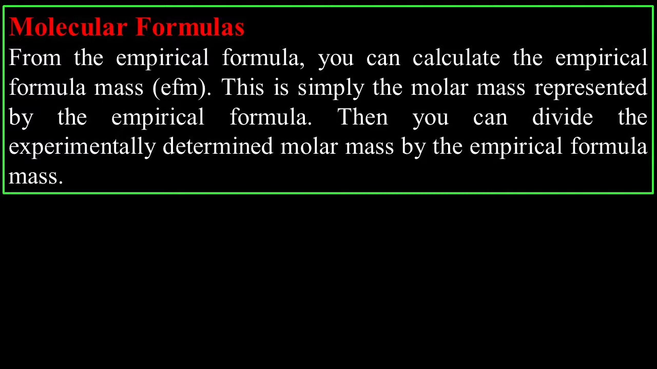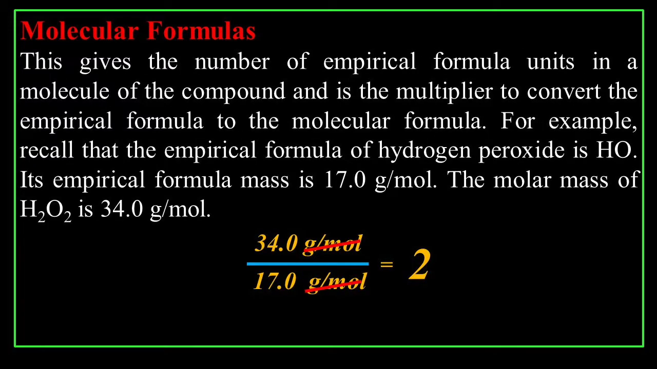From the empirical formula, you can calculate the empirical formula mass, EFM. This is simply the molar mass represented by the empirical formula. For instance, if the empirical formula is CH, the EFM would be 13. Then you can divide the experimentally determined molar mass by the empirical formula mass. This gives the number of empirical formula units in a molecule of the compound and is the multiplier to convert the empirical formula to the molecular formula.